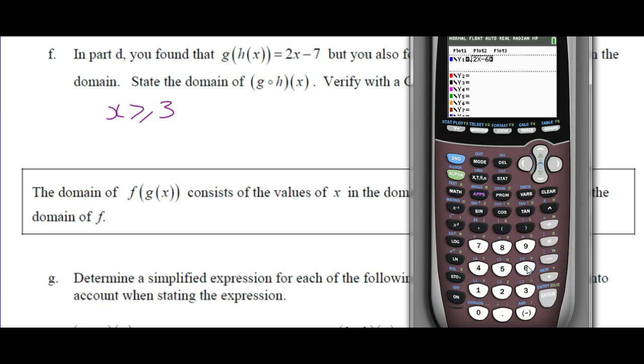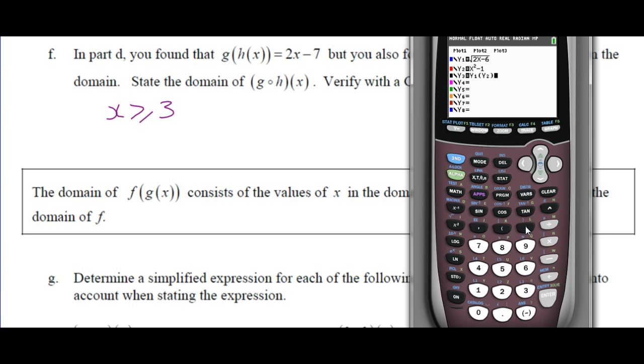Okay. y2, that function is g of x, which is x squared minus 1. And to do g of h of x, we need to evaluate y1 at y2. Okay, so I want y1, so alpha f4, y1, bracket, alpha f4, if you have this, right? Otherwise, you know the drill. Vars, y vars. And number 2. So what I want is y1 at y2, right? So evaluate y1 at y2.